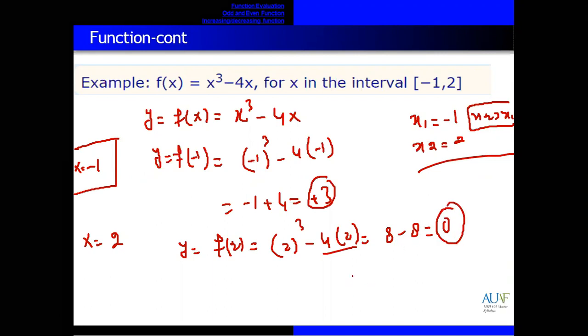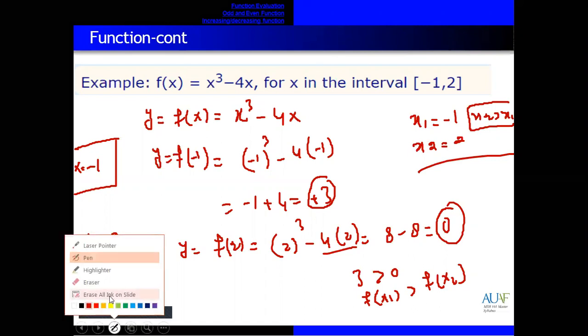Which one is greater? 3 is greater than 0, or f of x1 is greater than f of x2. So this is actually a decreasing function, not an increasing function. Decreasing function. Excellent. Yes, decreasing. Sir, but when we plot the other points also, it will be both increasing and decreasing. Okay, let me give other values.